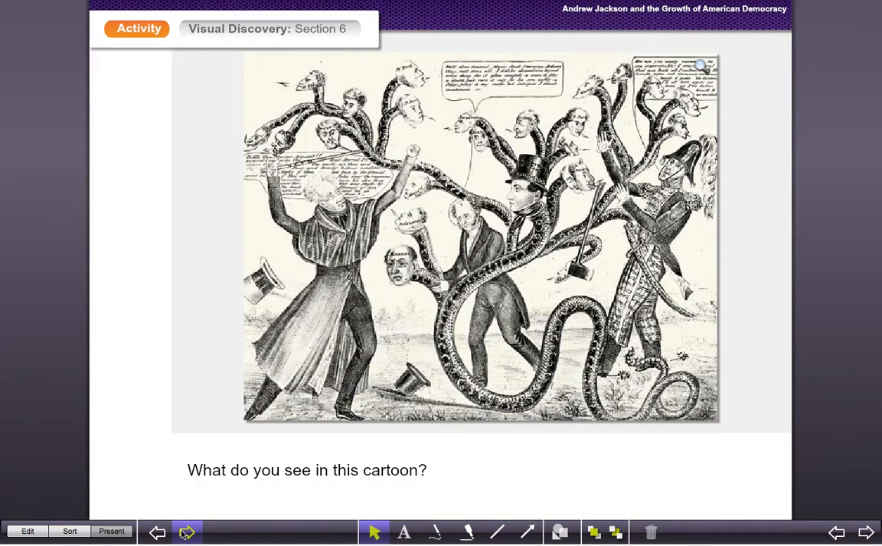So as always, we start by simply taking a look at our political cartoon. And really all we got to do is take a look at this and figure out what we see going on here. So that's what we need to do. So let's stop and look at this and see what details we can find.